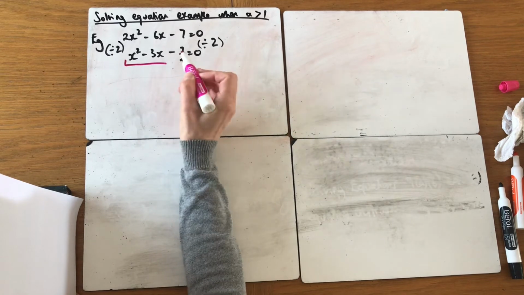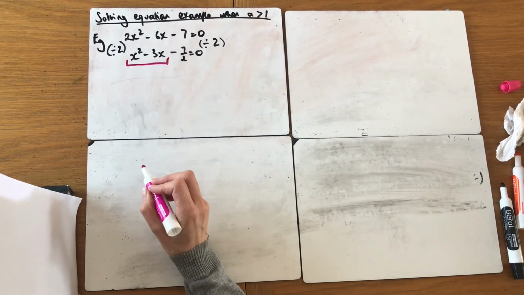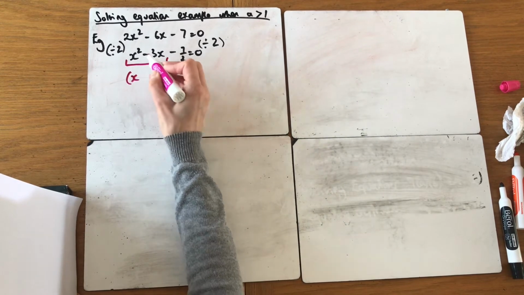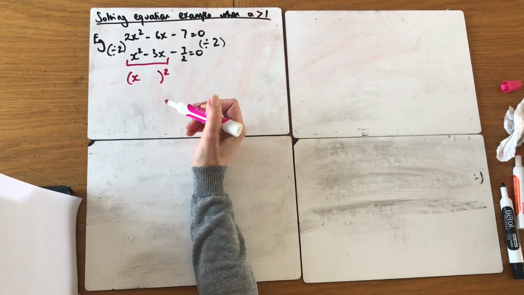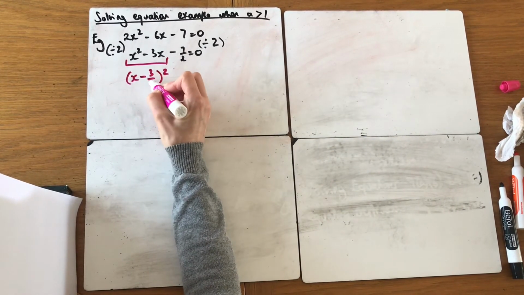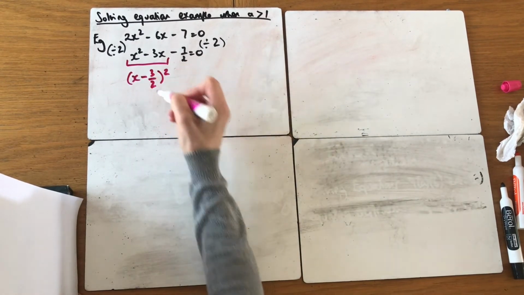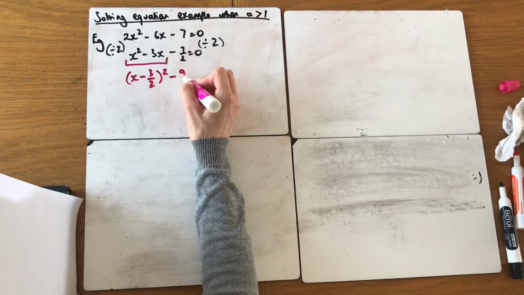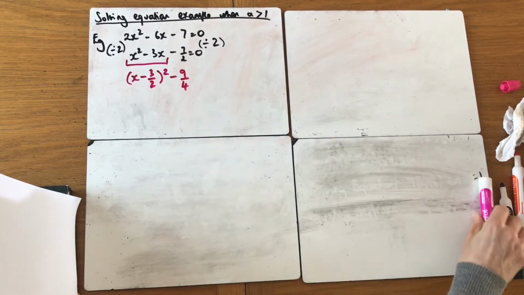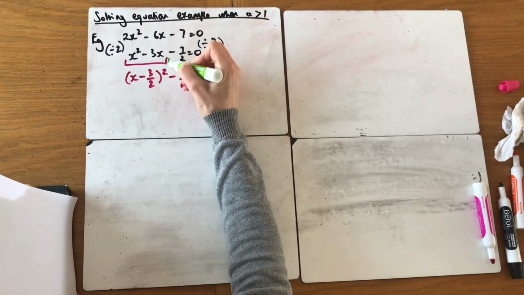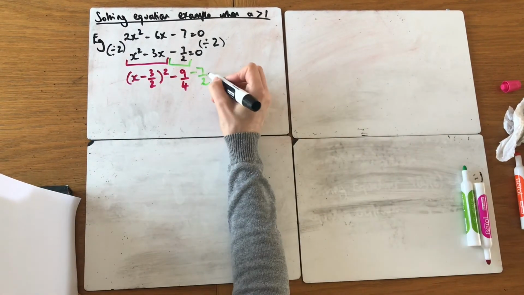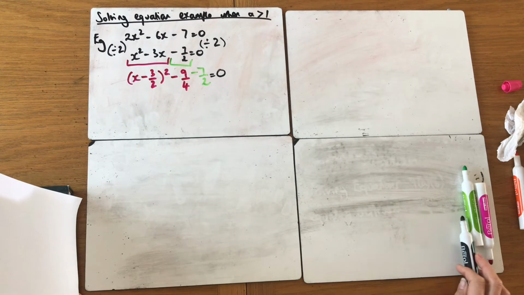So again, if we just look at the first two terms, x squared minus 3x, and we set up our brackets, halve our minus 3 gives me minus 3 over 2. Square minus 3 over 2 is 9 over 4. Subtract it gives me minus 9 over 4. And then we just need to pop the minus 7 over 2 on the end. And remember, it still equals 0.